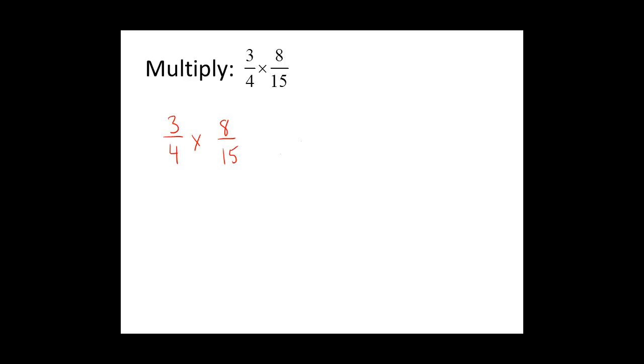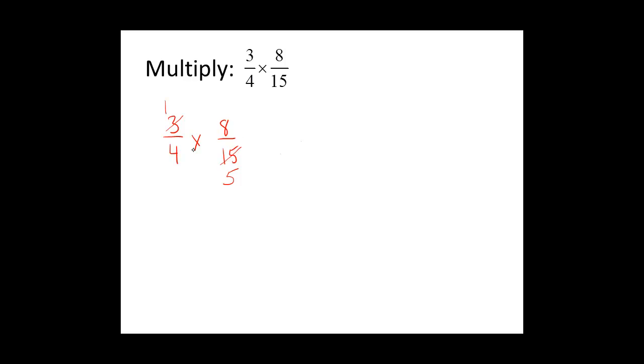So this numerator and this denominator are divisible by 3. So we will divide this numerator by 3. 3 divided by 3 is 1. And we will divide this denominator by 3. 15 divided by 3 is 5. Now we will look at this numerator, 8. 8 is equal to 2 times 2 times 2. It's also equal to 2 times 4.